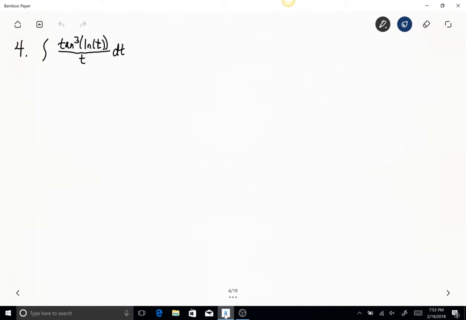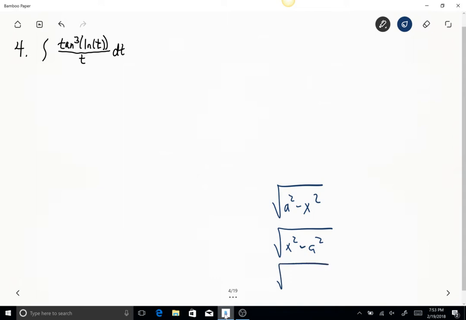So yeah, trig sub is a good guess, but remember, for trig substitution we usually want things like the square root of a squared minus x squared, or the square root of x squared minus a squared, or the square root of x squared plus a squared. Okay?